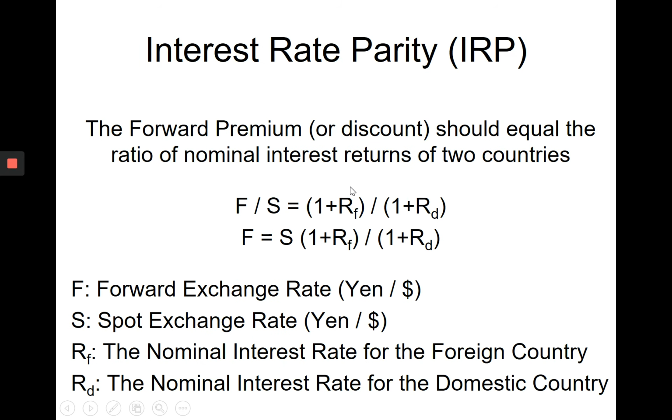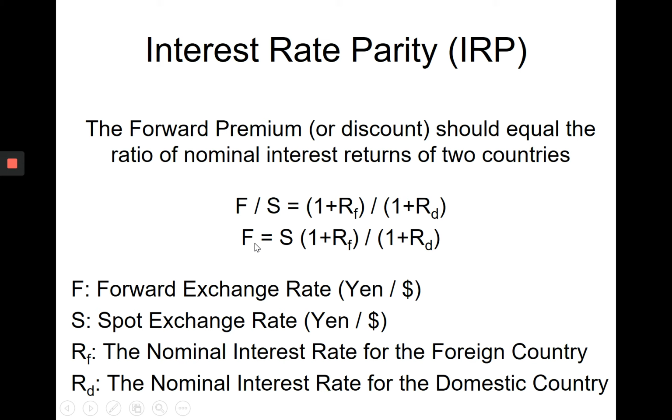Here is the interest rate parity equation, which we did in another lecture. F divided by S equals the return on the foreign interest divided by the return on the domestic interest: 1 plus RF divided by 1 plus RD. When we are doing the forward hedge, we are dealing with this F. We are getting the forward rate, and we are dealing with that.